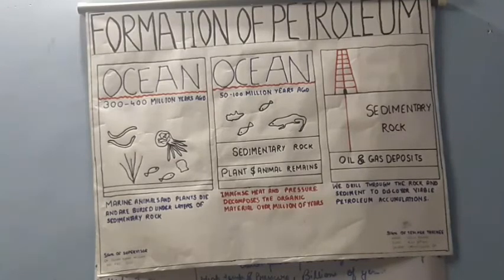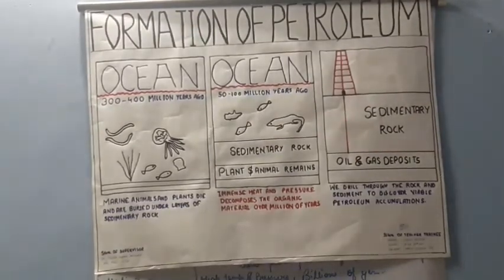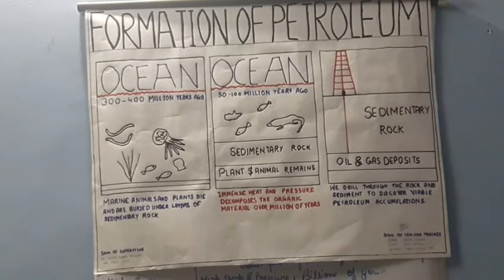Then you can see that red color marking, that machine. It is a kind of drilling machine. With the use of that drilling machine, the earth's crust is drilled, and that drilling is known as oil well drilling. Then these oil and gas deposits from below the earth's crust are being dug out. So this is the process of formation of petroleum, how it is formed.